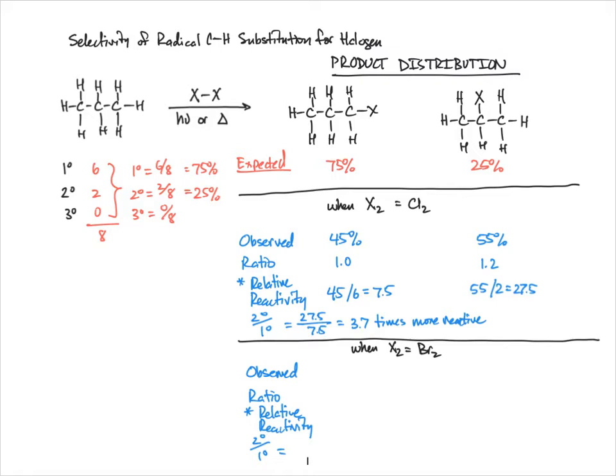It says selectivity of radical CH substitution for halogen. I'm doing this a little differently this time because I have some issues with the document camera getting everything on the screen at once. So I'm using my iPad with an app I can draw on as a whiteboard. We'll see how this goes. If there's negative feedback, I'll switch back to the doc cam. Just let me know what you think.